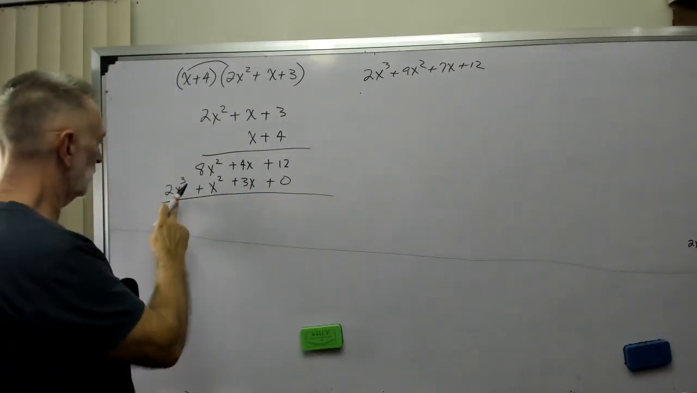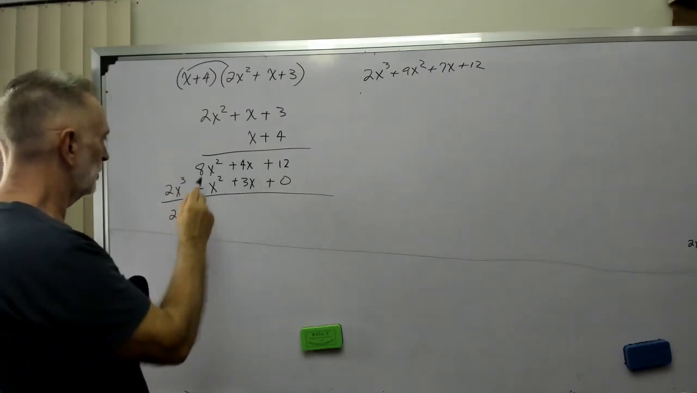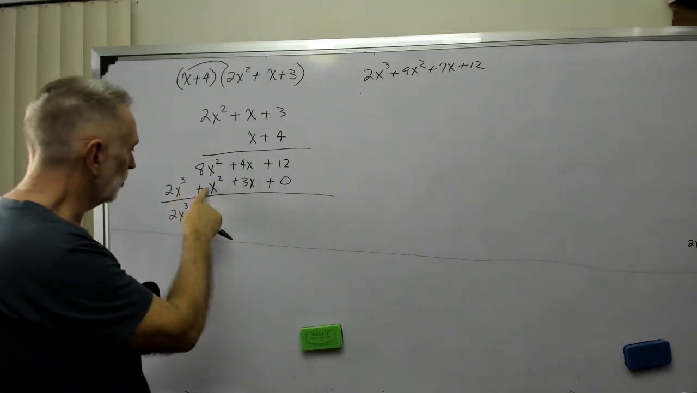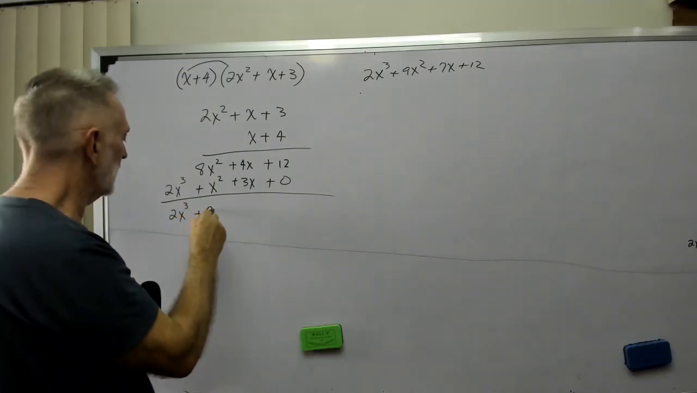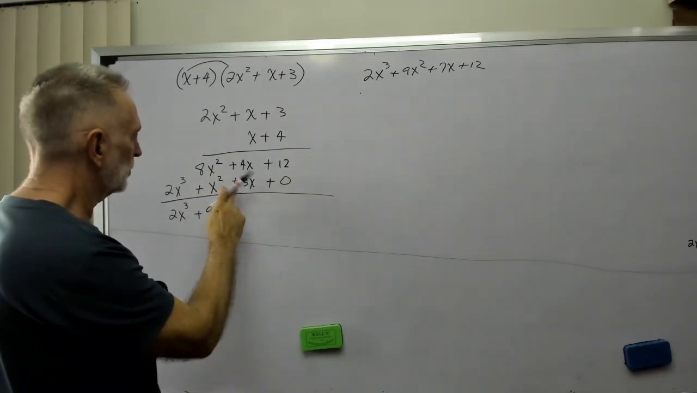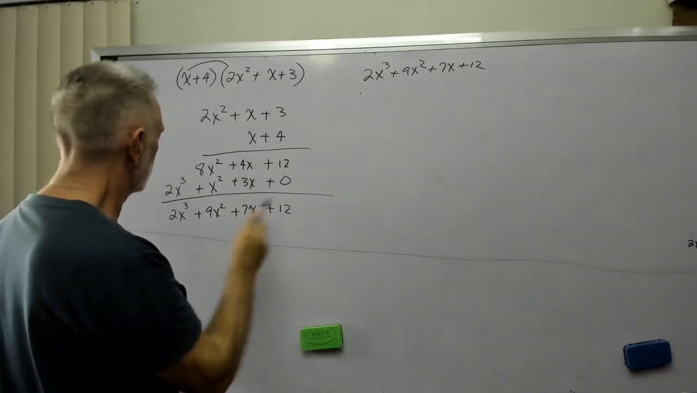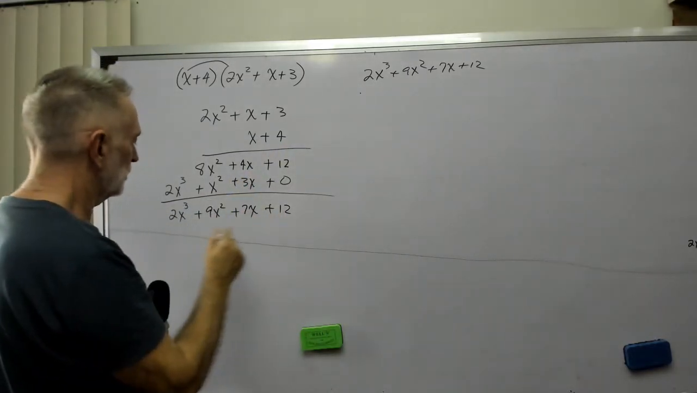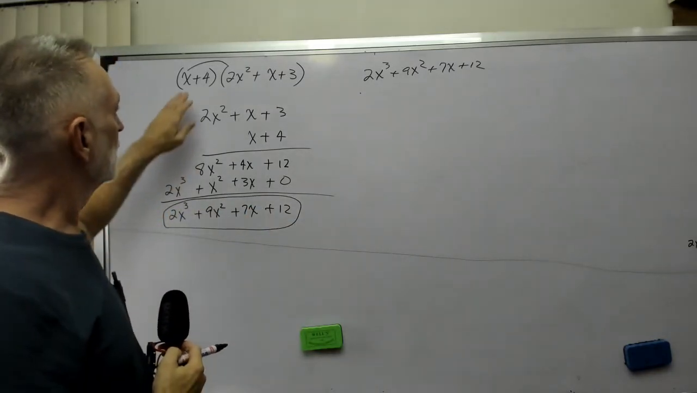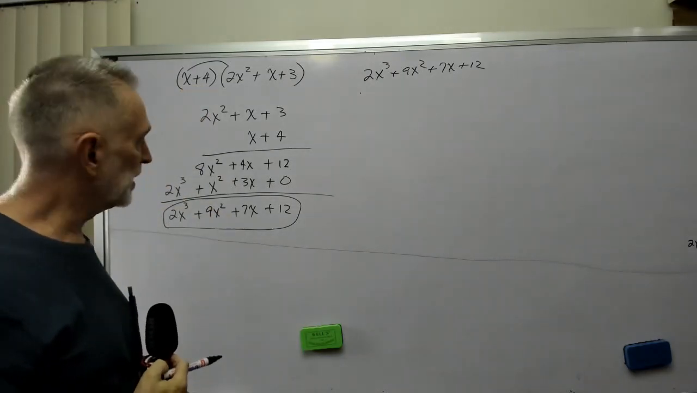So let's add things up. So I have 2x cubed plus 0, 2x cubed, 8x squared plus x squared. So that's 8x squared plus 1x squared. That gives me a positive 9x to the second power. Positive 4x plus positive 3x is positive 7x. 12 plus 0 is 12. So you'll notice we ended up with the same answer. So that's two methods to perform multiplication. This was using the distributive method, and this was just vertical multiplication.